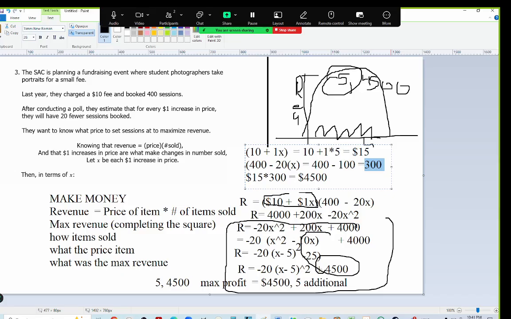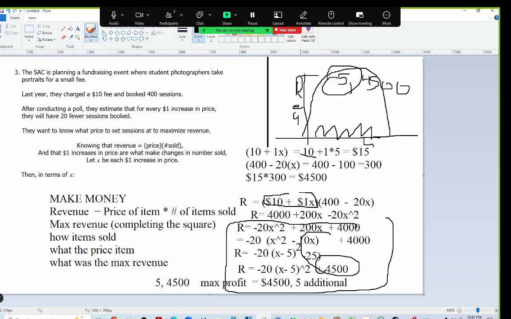Make sense? Kind of. Got to practice it, because they're all the same. You start by constructing the new price from the information here. You start by constructing the new sessions from the information here. And since we already know that when I multiply price times units, I get revenue, that's what this is. That's the price, that's the units. I'm just trying to figure out what the best revenue is, and that's always going to be the peak, the vertex of my formula.